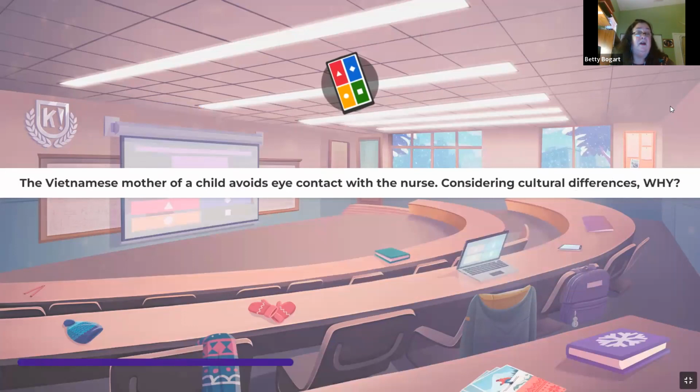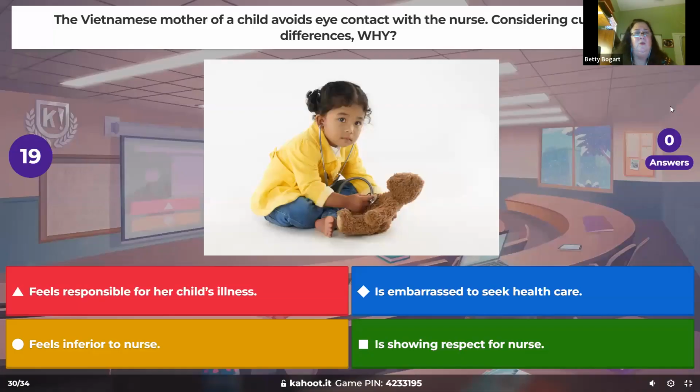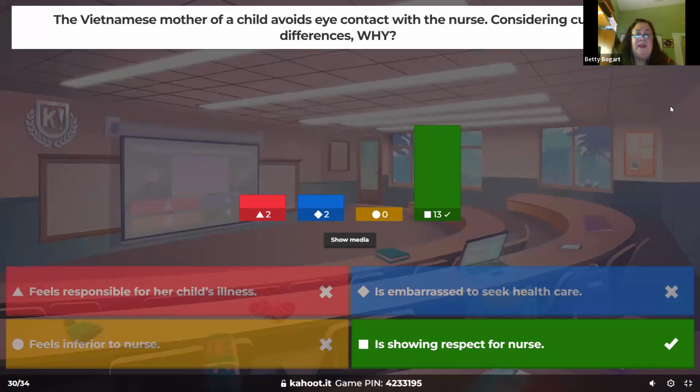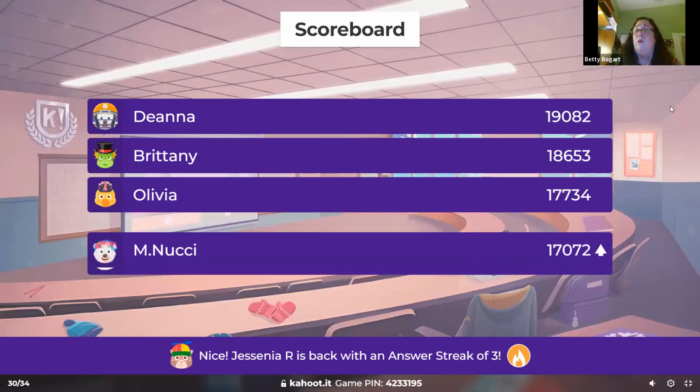The Vietnamese mother of a child avoids eye contact with a nurse. Considering cultural differences, why doesn't she look at the nurse? Again, this is understanding culture, right? And again, if you don't understand something, if you ask a parent, they will never be offended. In fact, they will be appreciative that you asked, okay? And it is respect, absolute respect for the nurse. It's their culture, the way they are.